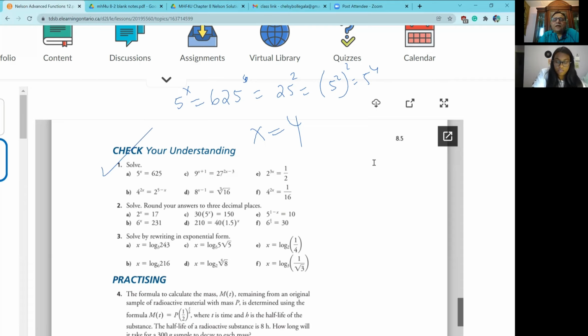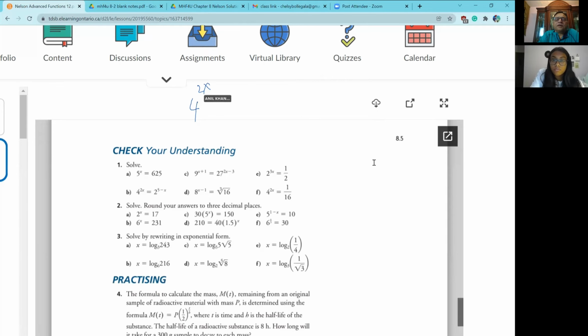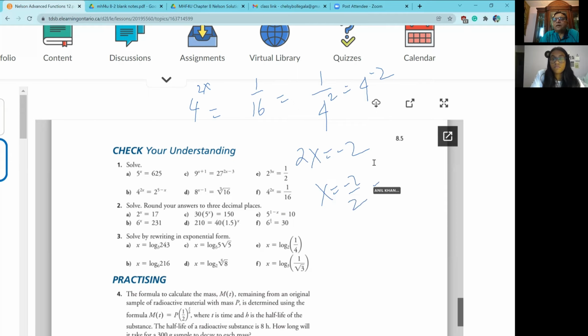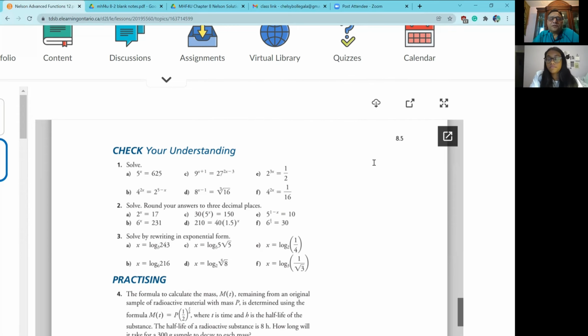Can you do the next? 4 to the power of 2x equals 1 over 16. 1 over 16 can be written as 1 over 4 squared, which is 4 to the power of minus 2. So that means 2x is equal to minus 2. x is equal to minus 2 over 2, which is minus 1. Clear. Next question, please.